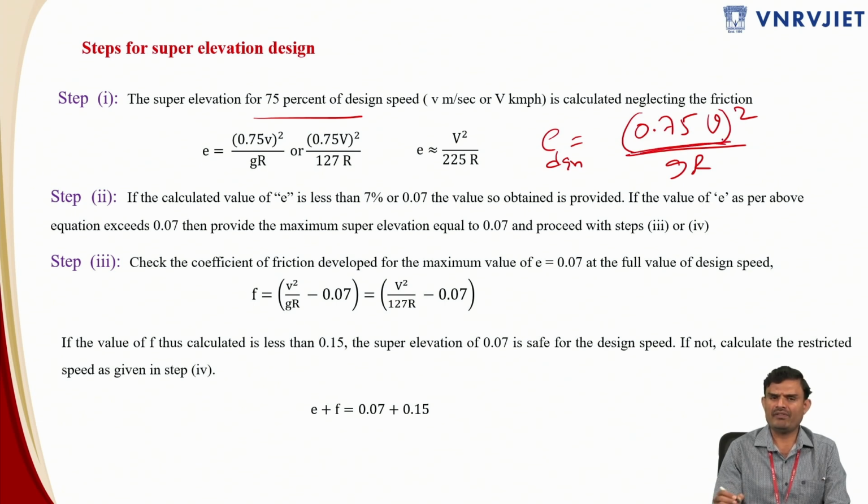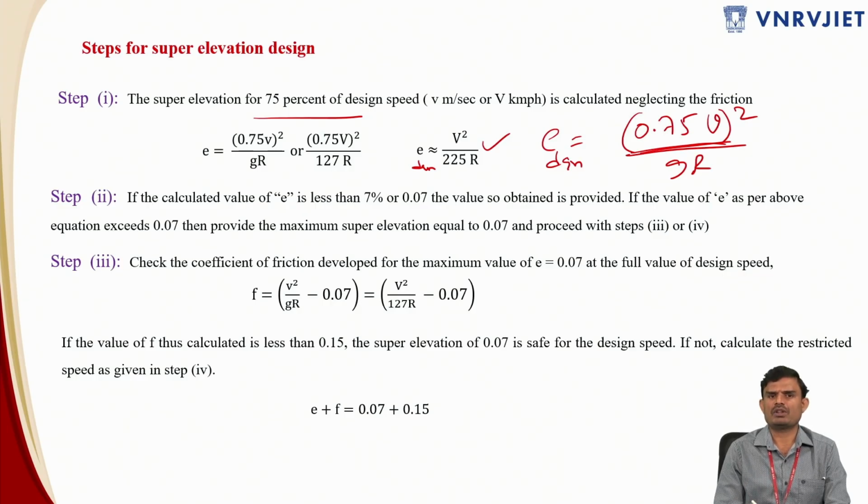So instead of speed V, we are taking 75% of the speed. So therefore this equation is going to be reduced. E design is equal to, again, if you substitute the conversion of small v to capital V, this value will turn up as V square divided by 225 R. So this is again in kilometers per hour.